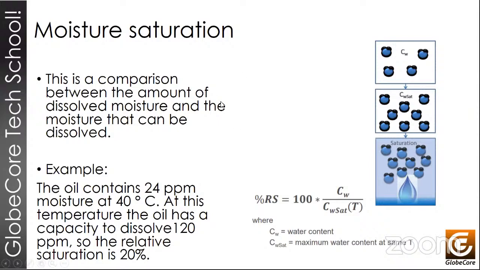An example of moisture saturation looks like this. An oil with a temperature of 40 degrees centigrade has the ability to hold up to 120 ppm of water. If the oil contains 24 ppm and the temperature of this oil is 40 degrees, its relative saturation will be about 20%. And in this case, if the oil had a concentration of 60 ppm, that would mean that the saturation is 50%. So that's how it works. Next slide, please.